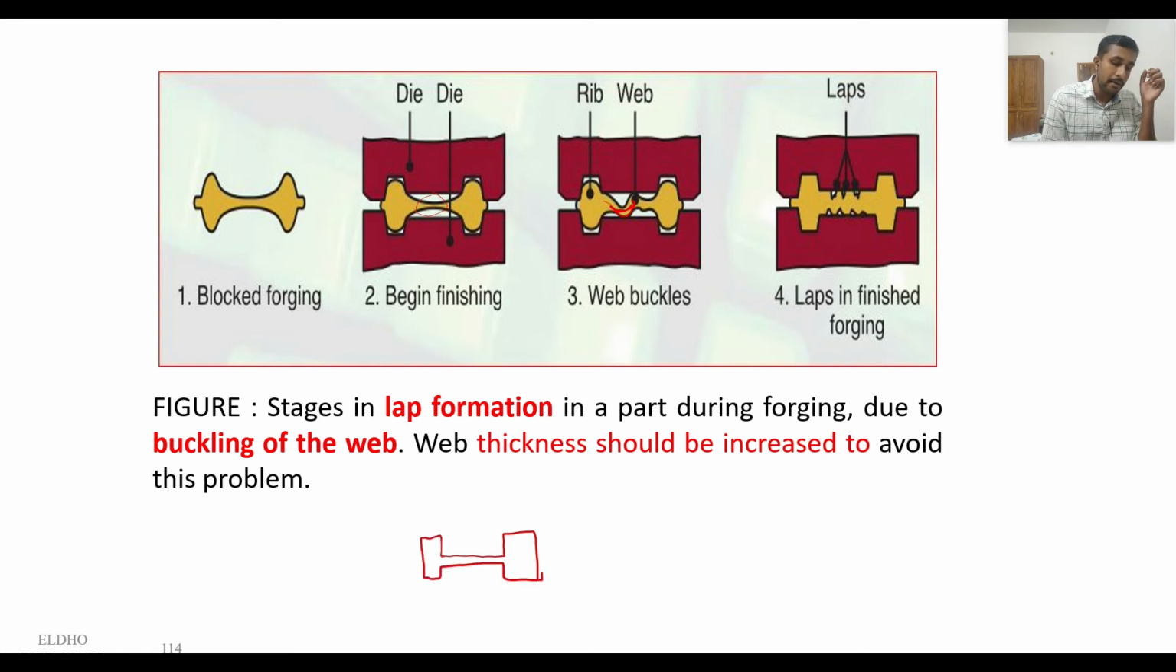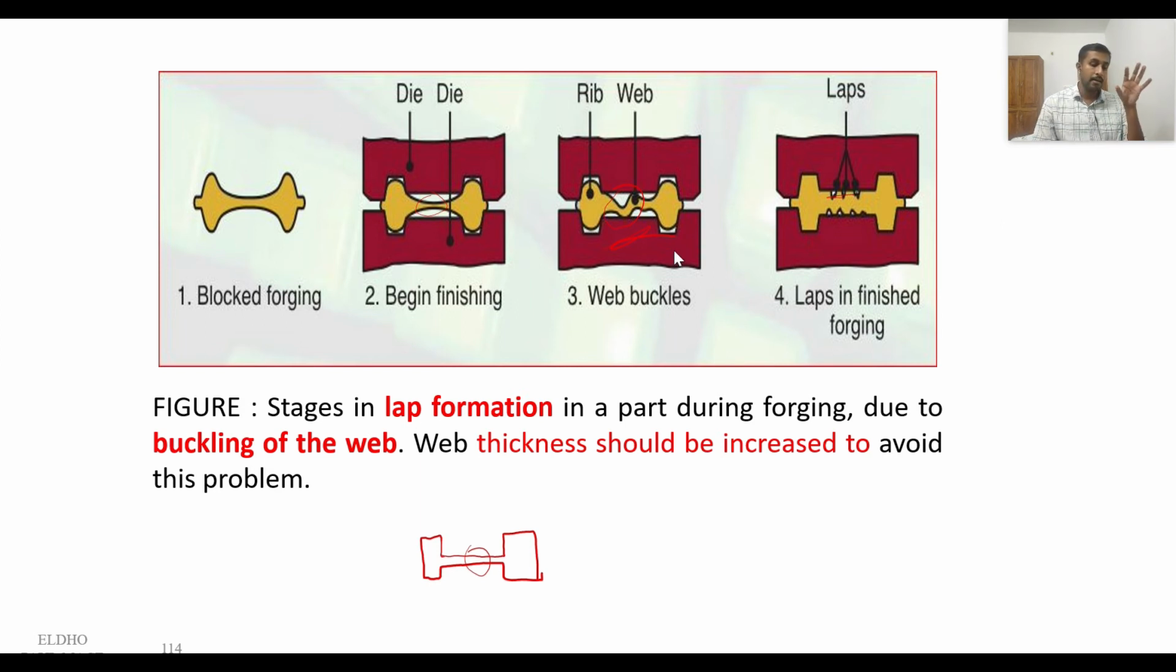But here we can see the web is very thin. So during the forging process, when we apply the compressive force through the die, the web starts to fold itself. See this folding of the web. Then after the completion of the forging operation, we can see such lap defects. This is because of the self-folding of the web area. That is the second defect, lap formation.